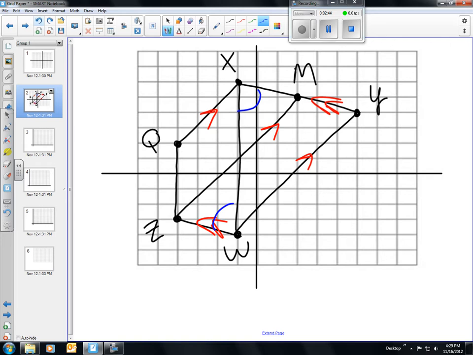Okay, so really, the key point here is first to find the parallel lines and then use your theorems of parallel lines to deal with which angles are going to be congruent.